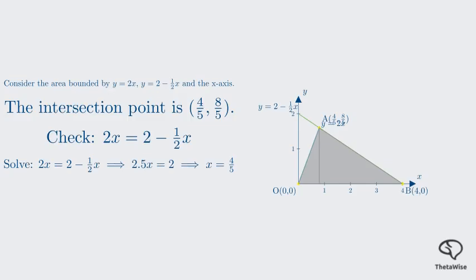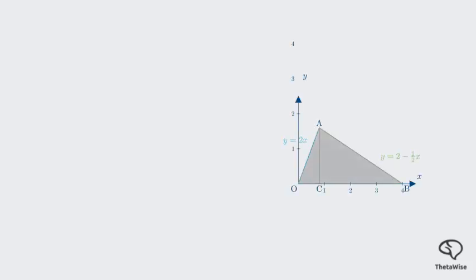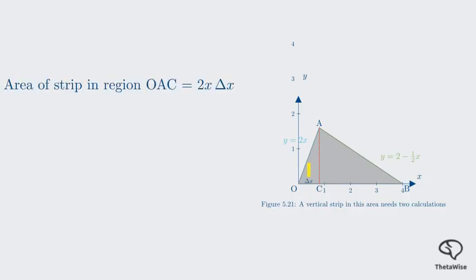Let's test our strategy by choosing a vertical strip first. We're now considering the area bounded by y equals 2x, y equals 2 minus 1/2 x, and the x-axis. Let's see what happens with a vertical strip. Figure 5.21 shows the area with a vertical strip of width dx. We can draw the strip anywhere in the region. Notice what happens as we move the vertical strip across the shaded area. In the left part of the triangle, from the origin to the intersection point at x equals 4/5, the top boundary of our strip is the line y equals 2x. The bottom is the x-axis. So for this part, the area of the strip is 2x times dx. This defines the first part of our integral.